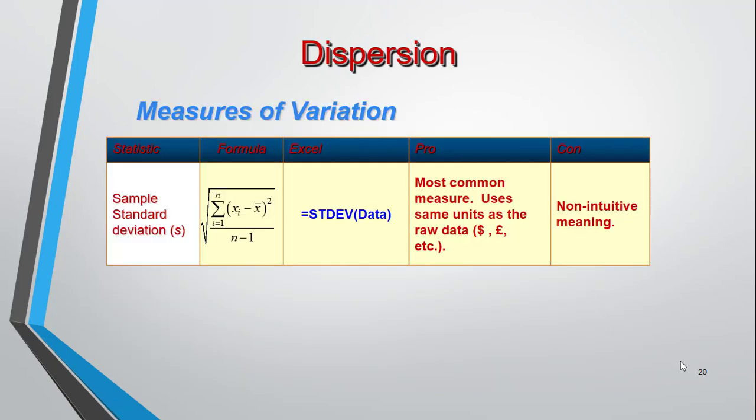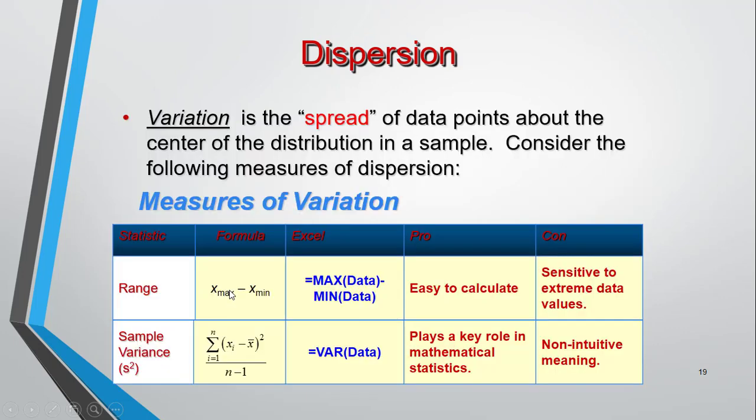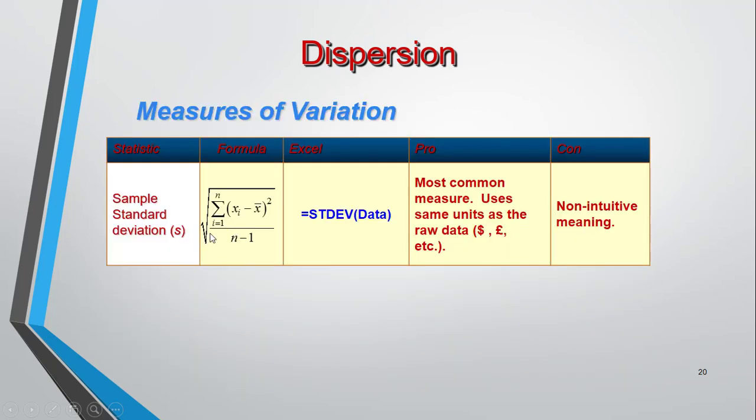Okay. The next one is called the standard deviation. Now this is probably the most important or most common measure of variation in statistics. Remember variance? Let's go back and look at the variance. This is variance, right? The sum of the squared differences between xi and the mean, divided by n minus 1. The standard deviation is simply the square root of that, the square root of variance. That's why we use S for standard deviation, and S squared for variance.